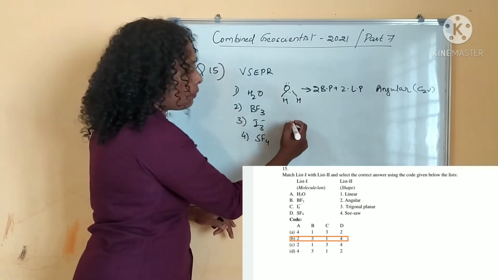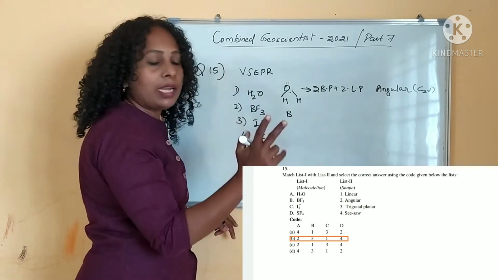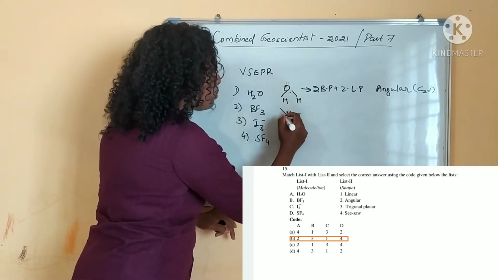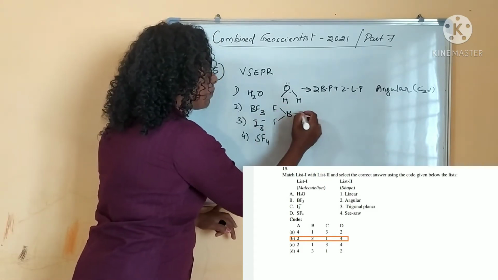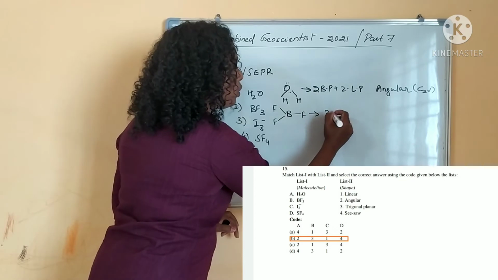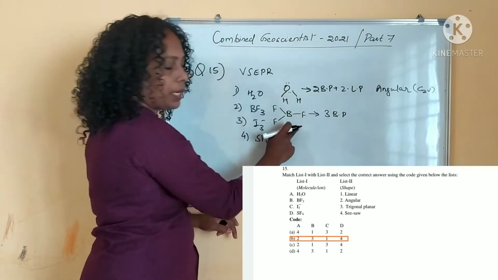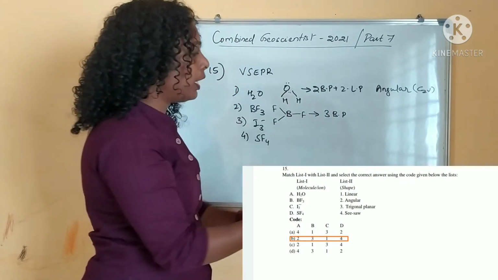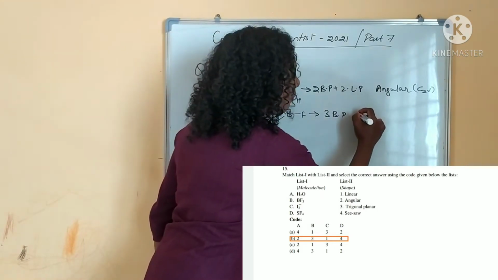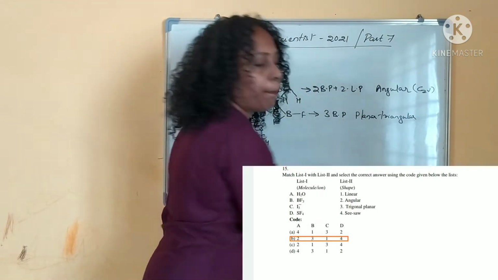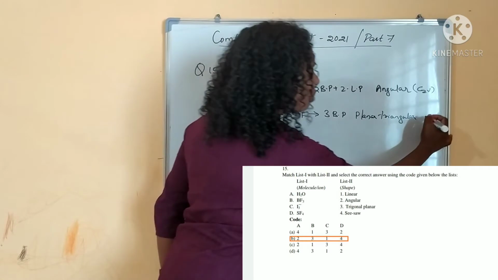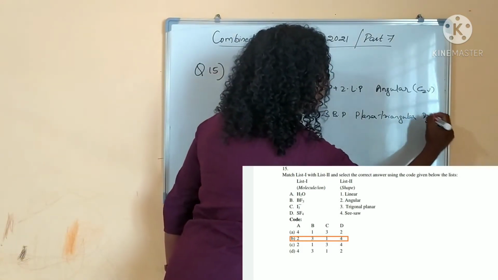And what about BF3? Boron is having 3 electrons, so it has bonded with the 3 fluorine atoms. So 3 bond pair alone present. There is no lone pair. The structure will be planar triangular, right? And it belongs to the point group D3H, right?